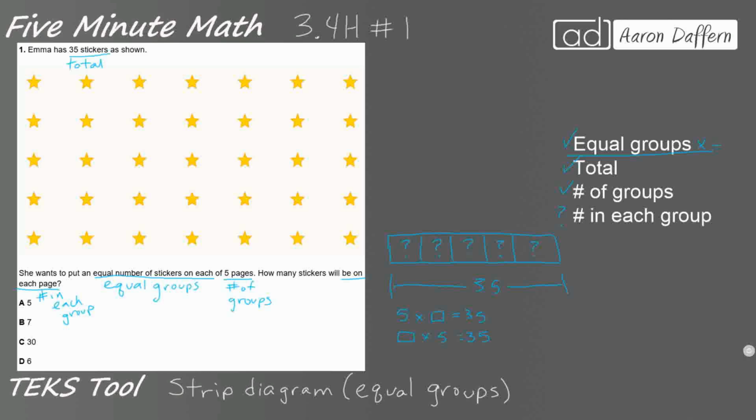We can also create 2 division sentences. We can say 35 divided by box equals 5, or 35 divided by 5 equals box. That's the one that's helpful. And if we didn't know that fact, we also have our 5 groups right here. So how many are in each group? 1, 2, 3, 4, 5, 6, 7. So we could use the array as a helpful tool as well. So our answer is B, 7.